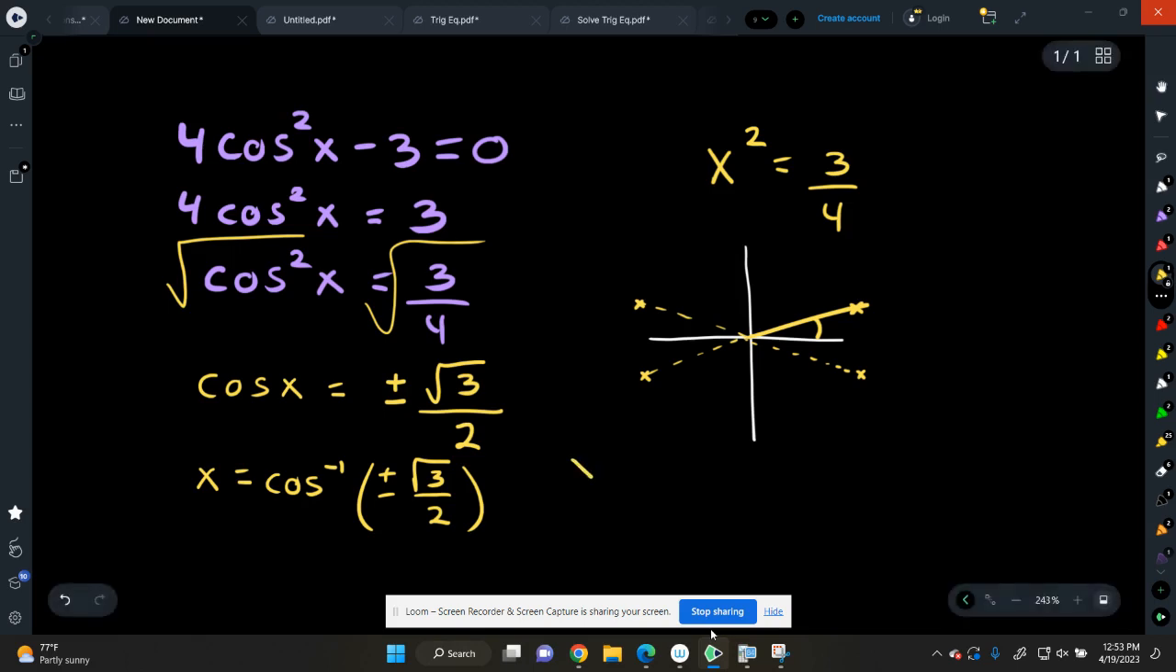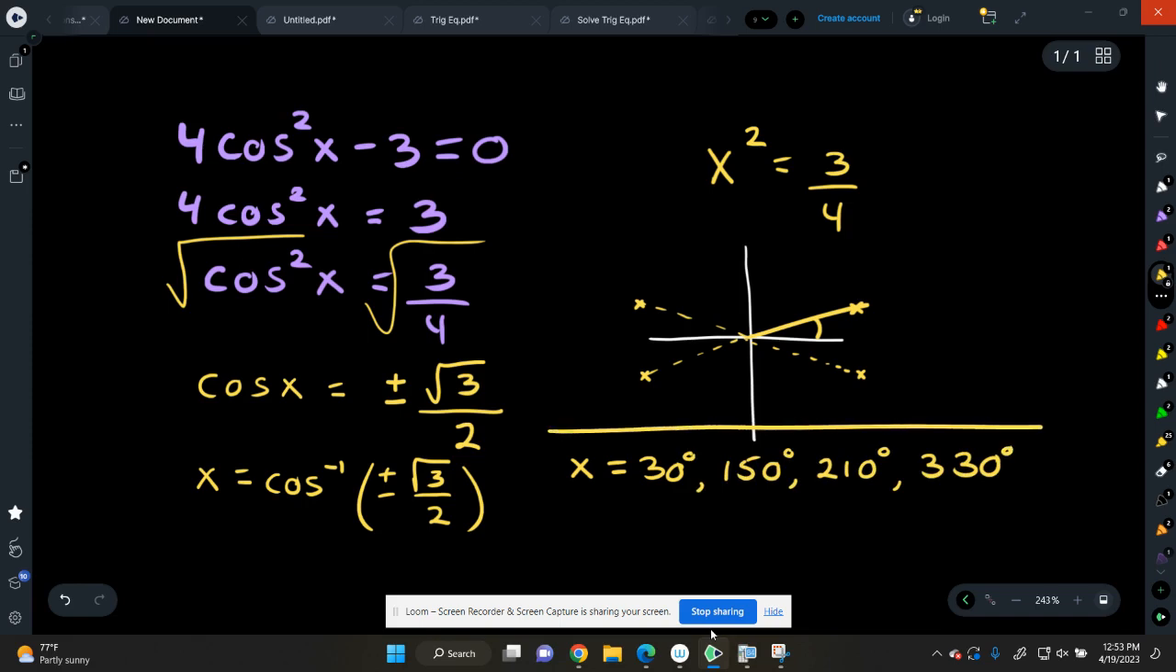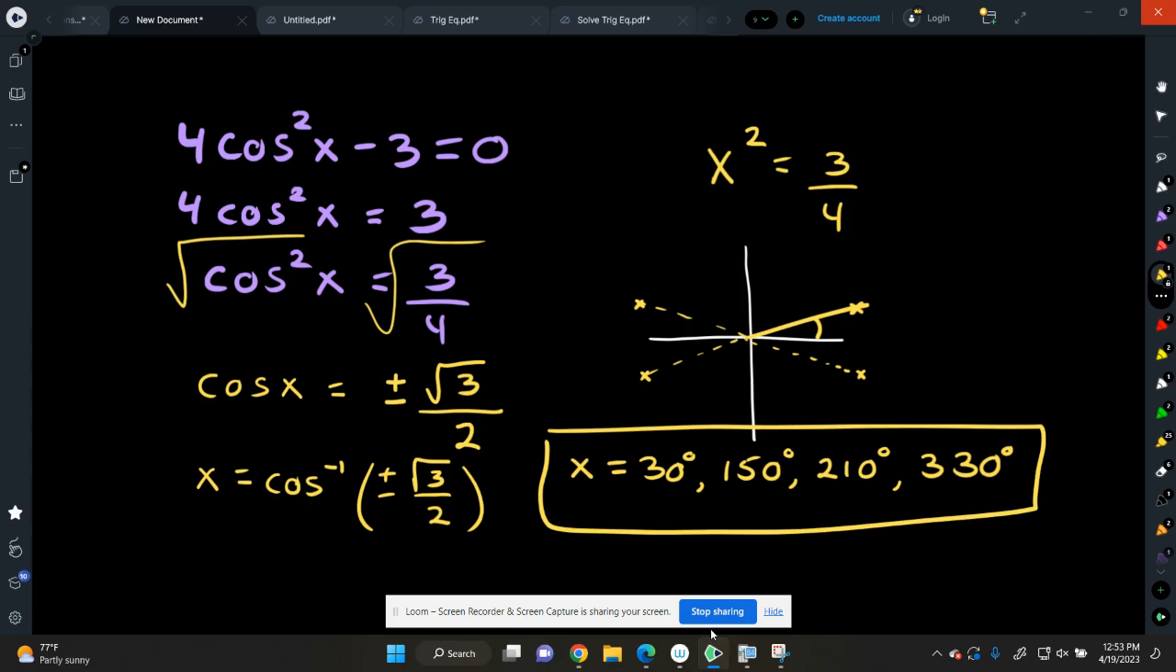So x is going to equal 30 degrees, 150 degrees, 210 degrees, 330 degrees. And we're done. Okay? So we can use our calculator to help us get that reference angle.